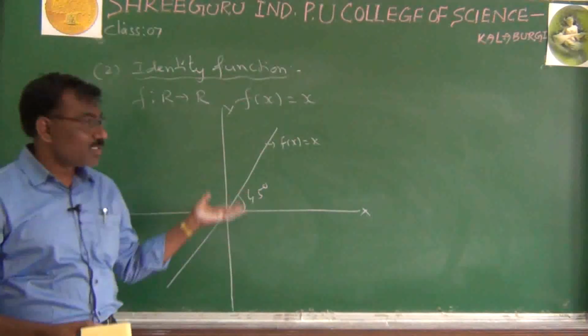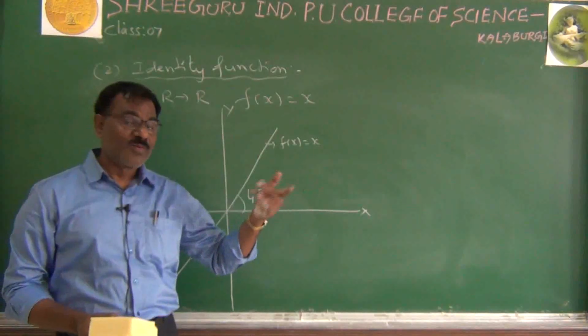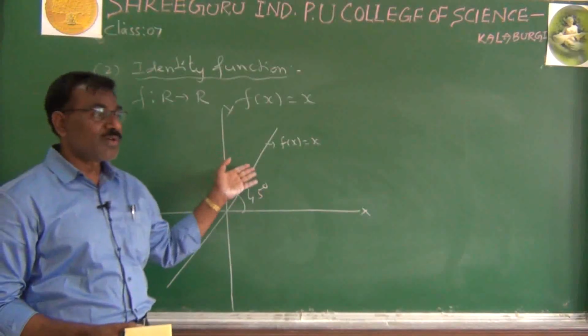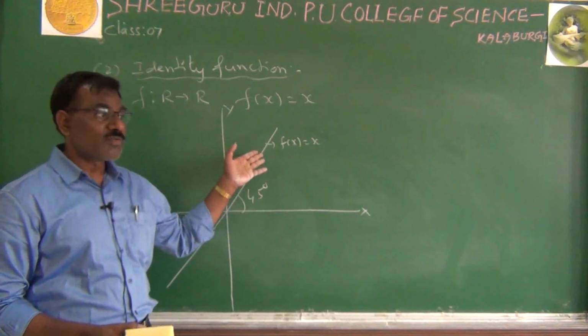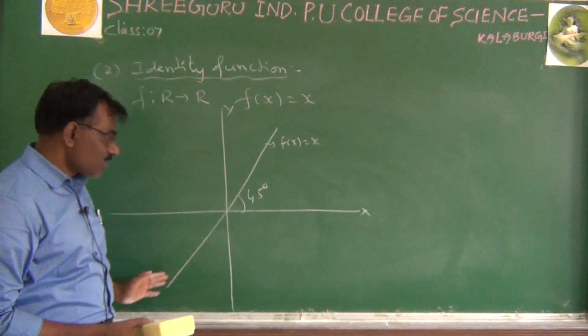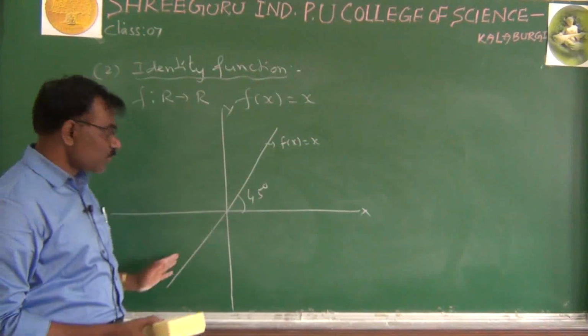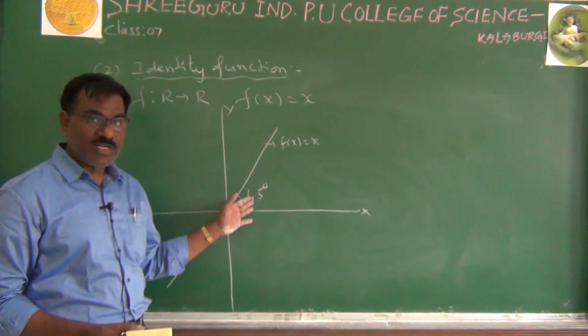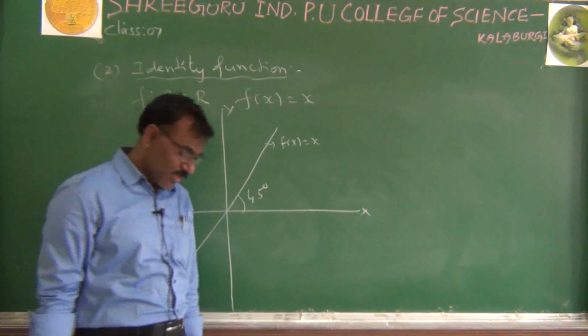What is the slope of the straight line? This is 1. m equal to 1 means theta is 45 degrees. So, very important: the constant function lies on a line that passes through the origin, which is inclined at 45 degrees. Okay, this is very important, my dear students.